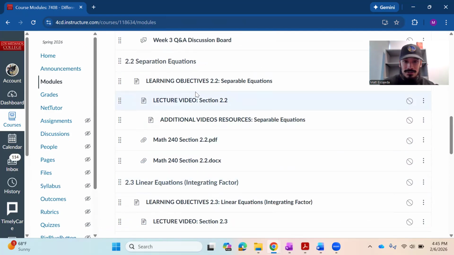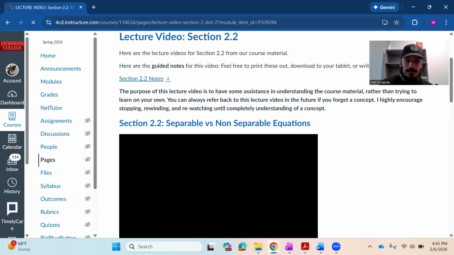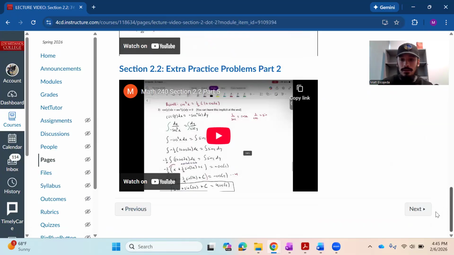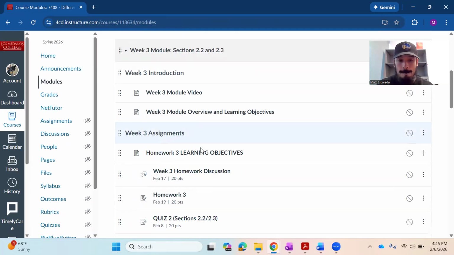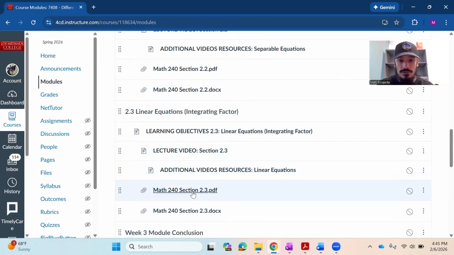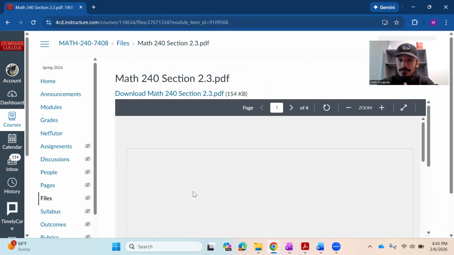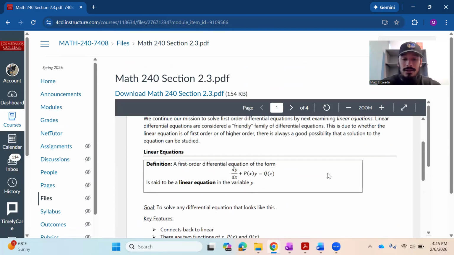Same business as always. For each content section, 2.2 and 2.3, there are lecture videos. There are a couple of lecture videos with different examples here, and the same thing for 2.3. There's a lecture video with a couple of examples, and then here are the notes that you can follow along with, or if you want to try out the problems yourself. Maybe watch the videos, or maybe you don't. I don't know, but this is what the class is based on.